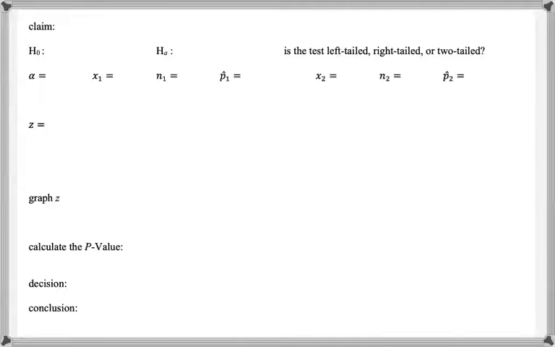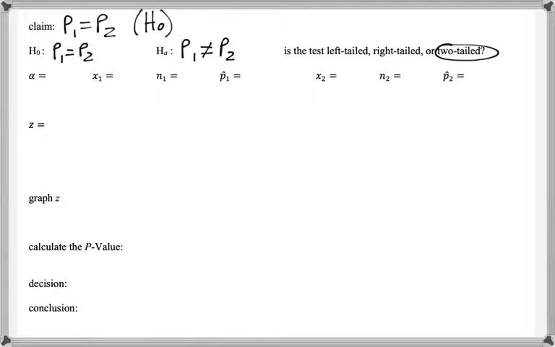So the claim is that p1 is equal to p2, and this is the null hypothesis. The alternative hypothesis is p1 is not equal to p2, which means this is a two-tailed test.